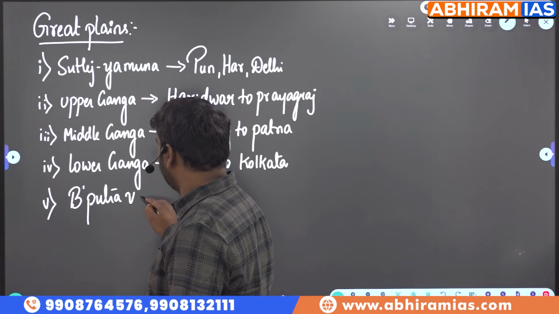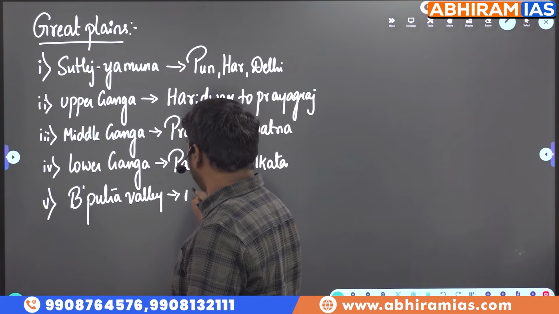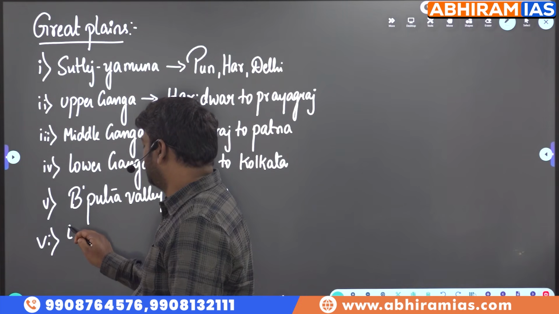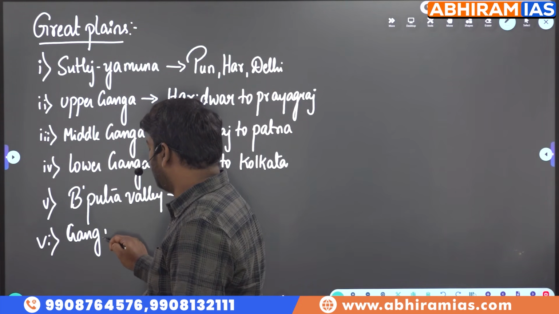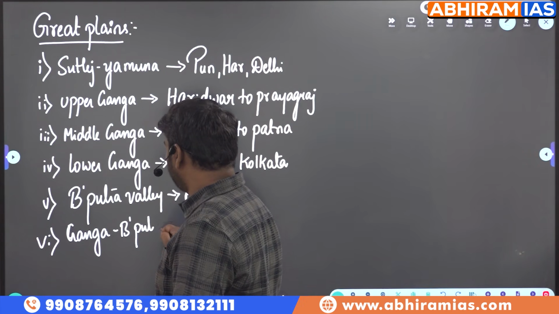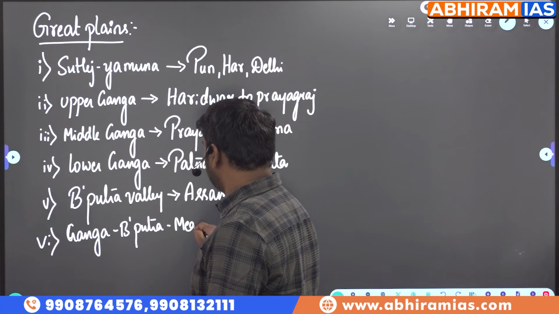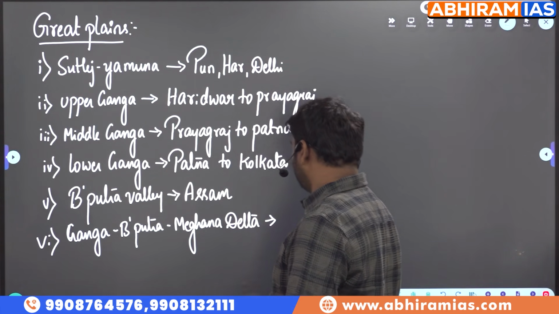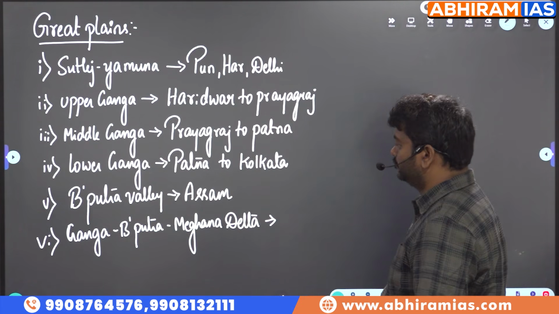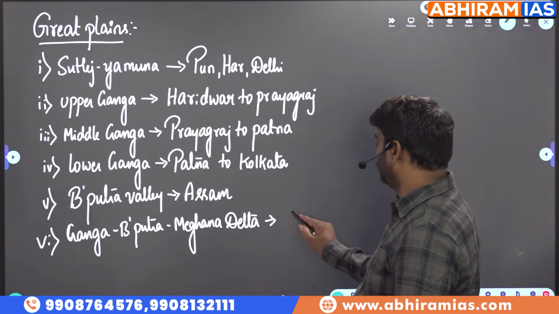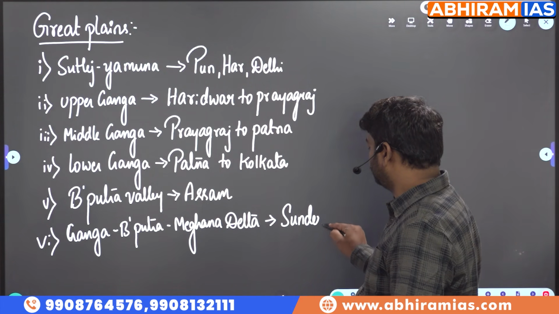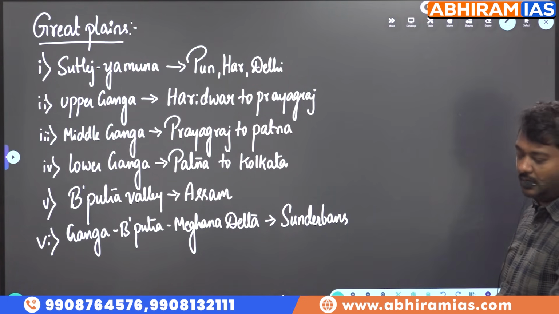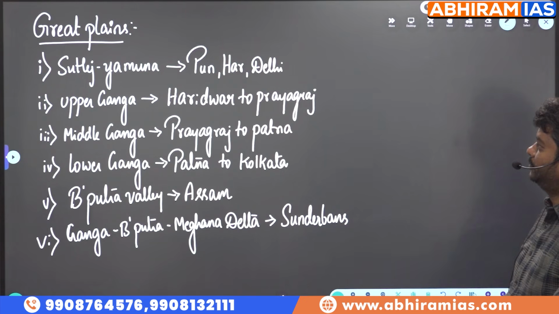Brahmaputra Valley, Assam, Ganga, Brahmaputra, Meghna Delta, Sundarbans. Right? These are Great Plains.